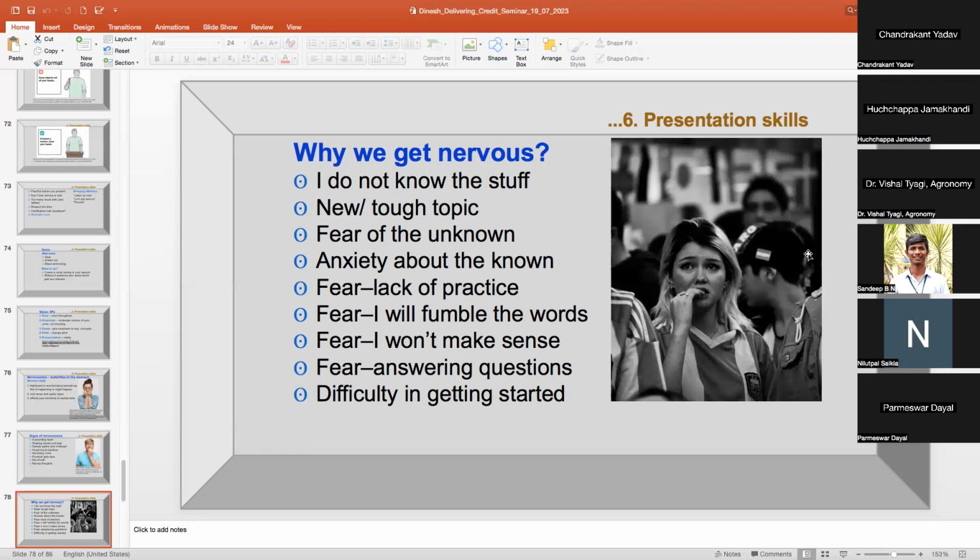So anxiety about the known means my teachers, those people will be there, or unknown people will be there. Just never keep in mind who comes. I am the best person, I have the highest knowledge on this topic, and nobody else can challenge me. Have confidence in yourself, and I think that way you can overcome the nervousness.